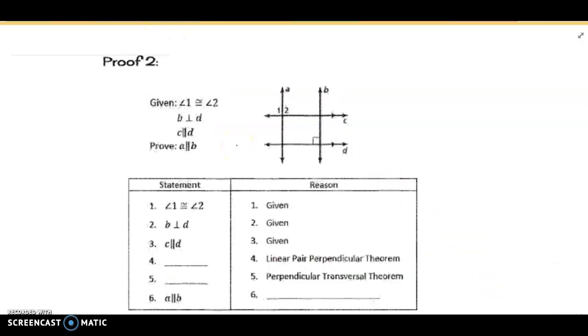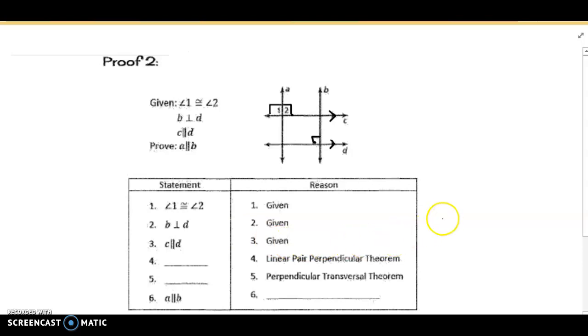All right, let's look at the second and last proof here. It says angle 1 and angle 2 are congruent. If they're congruent, that means they have to be 90-degree angles. Then I know B is perpendicular to D, so that's already shown. And I know C and D are parallel, so both of those arrows show that they're parallel. So I have all that.